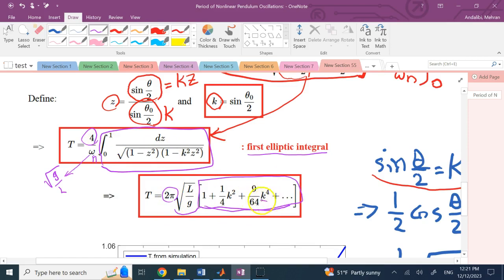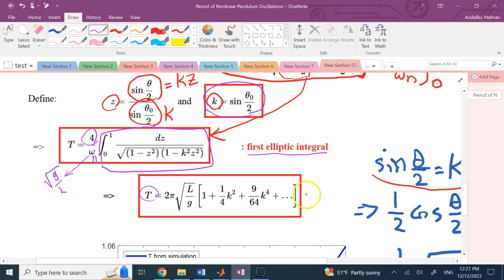Inside this infinite series, the term k is what? That's the sine of half the initial angle. So you can find the period of a nonlinear pendulum through this infinite series, with again k being the sine of half the initial angle, and L and g are clear: the length of the pendulum and the gravitational acceleration. So you can find it through this, and the more terms you use, the better you are going to be at estimating the period of a nonlinear pendulum.